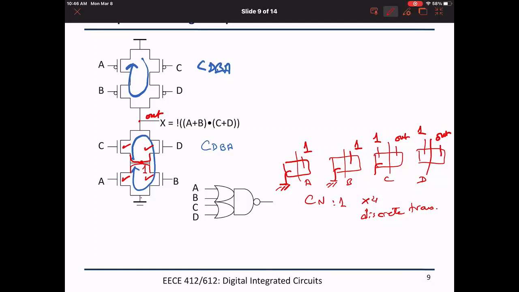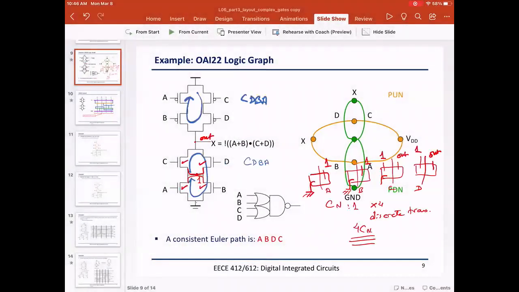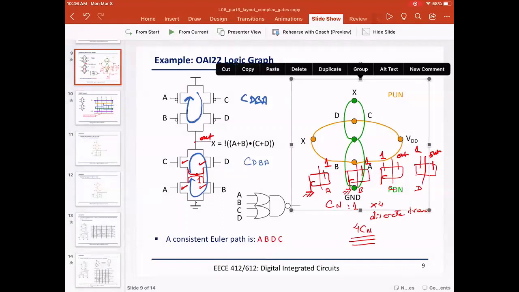So it has 4 CN if we were taking distributed or discrete transistors. Okay. Now, if I want to look at the same circuit, but I want to have it, and let me delete this, I don't want it.